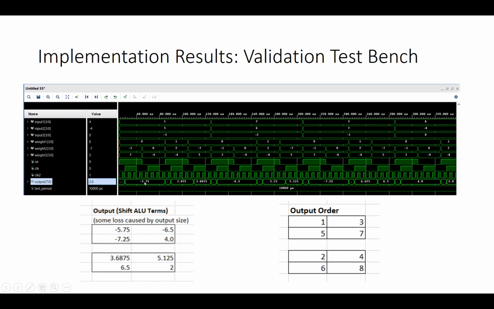So we can see here that our values match our expected output. We have -5.75 here, 3.6875 here for channel 2, and then back to channel 1 we have negative 6.5, and then back to channel 2, 5.125, and so on. So this is our proof that our circuit does what we set out to do.